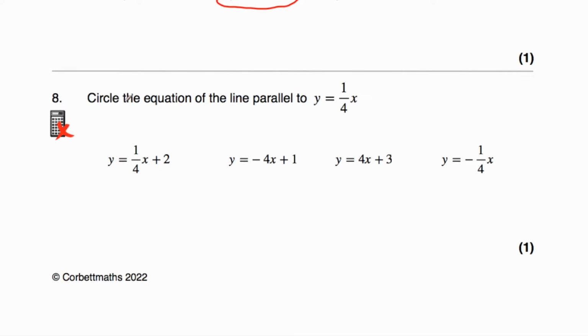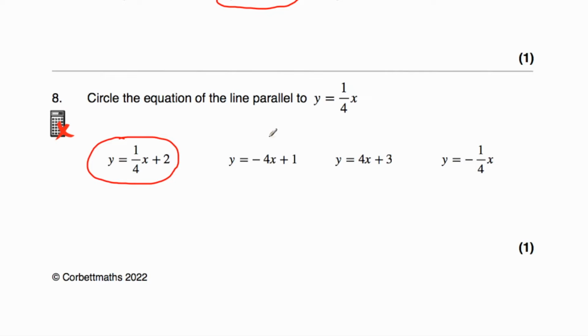Okay, let's have a look at question number 8. Question number 8 says circle the equation of a line that's parallel to y equals a quarter x. So this line has got a gradient of a quarter. So we're looking for a line that's parallel to it, so we're looking for another line that's got a gradient of a quarter. So let's have a look. Y equals a quarter x plus 2. Well, that line's got a gradient of a quarter, so that's going to be a line that's parallel to it.